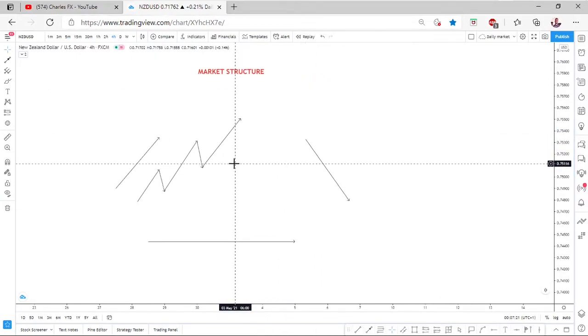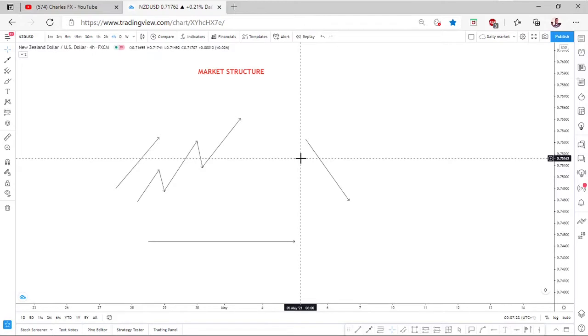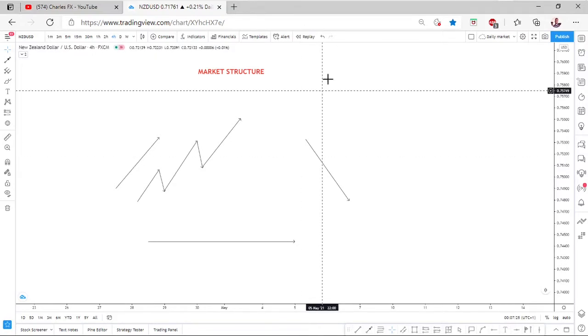While for a downward moving market, or for a downtrend, the price is always making a lower low and a lower high, where the market makes a low that is lower than the previous low and makes a high that is lower than the previous high.